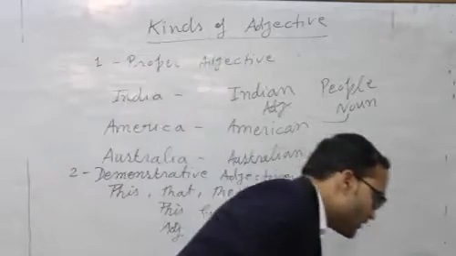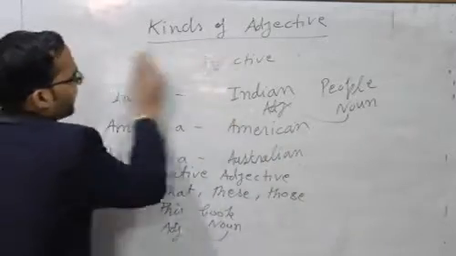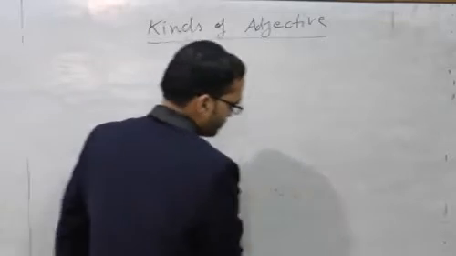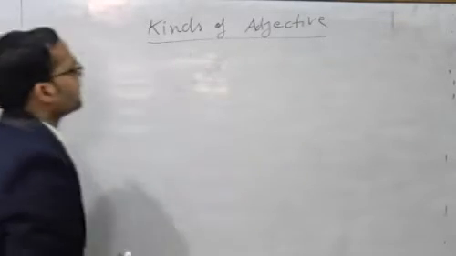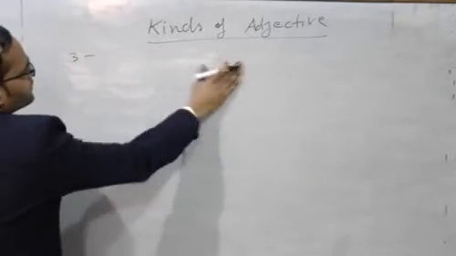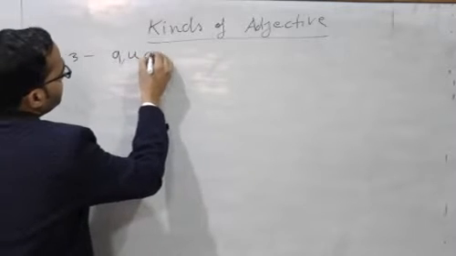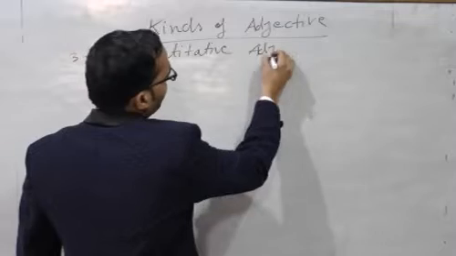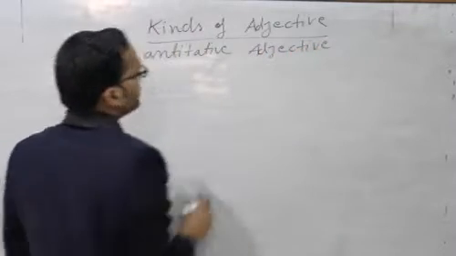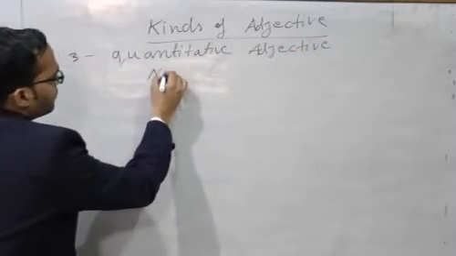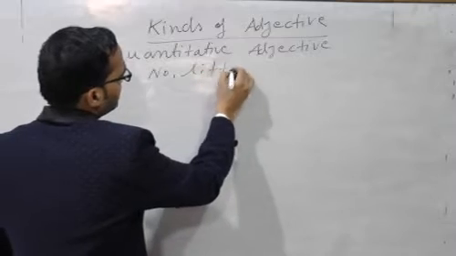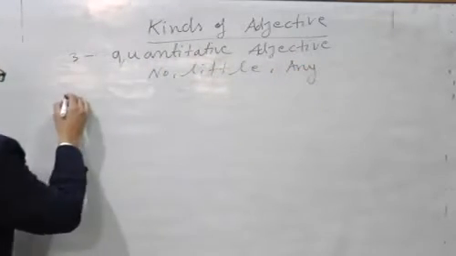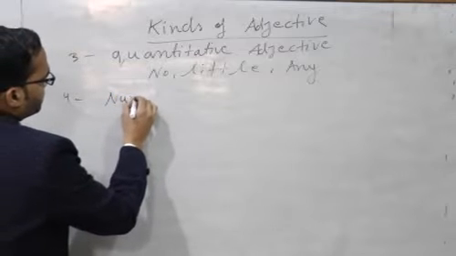Okay. I write down another point. Now the third number is quantitative adjective. Quantitative adjective. Dear child, quantitative adjective: no, little, any. These are all quantitative adjective. The next point is numeral adjective.